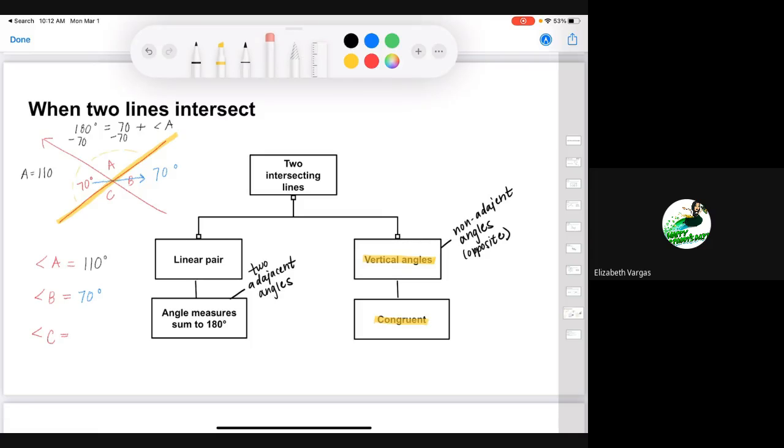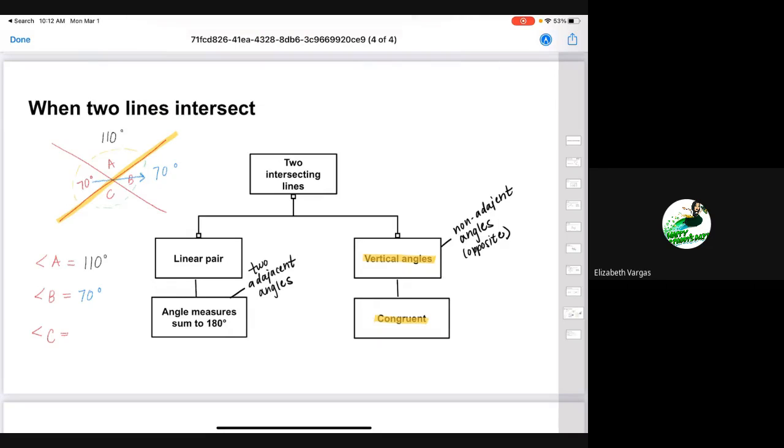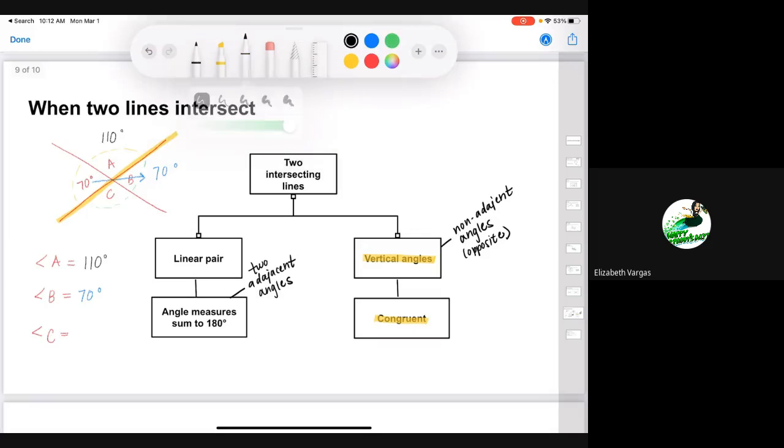Okay, so now how do I find my measure of angle C? Well, I can go ahead and use my linear pair again, and I would see that B is a linear pair with C, or what I can do is now that I have A, I know that A's vertical angle or opposite angle is C, and so A and C have to be congruent. And so that also has to equal 110.